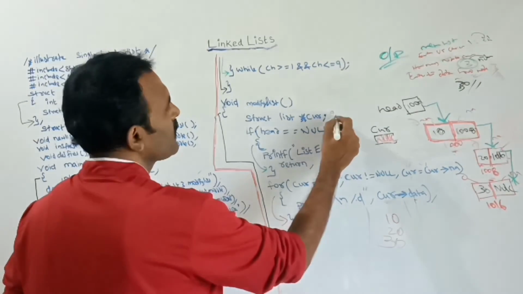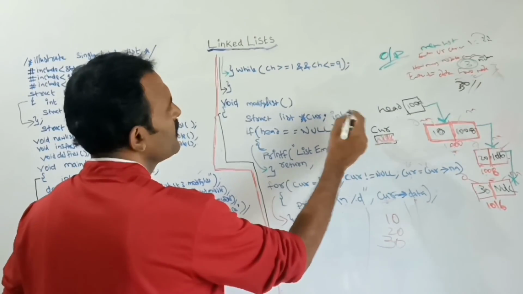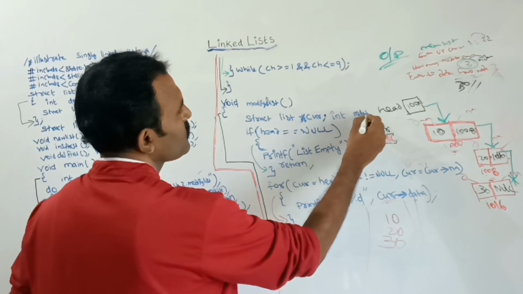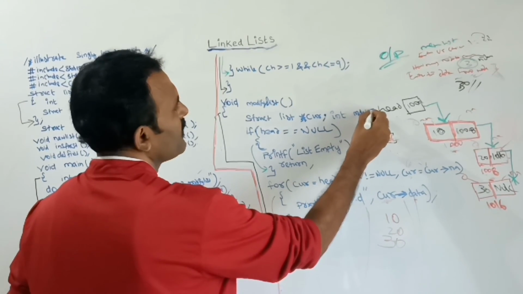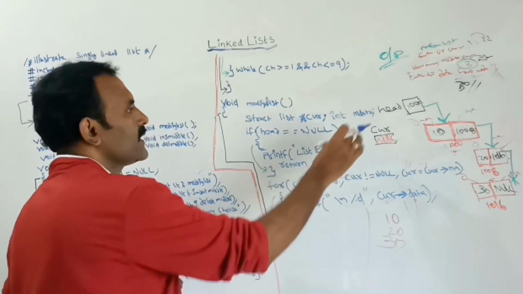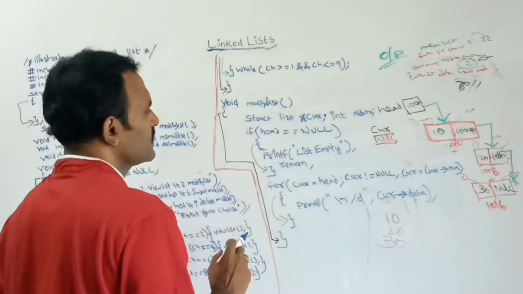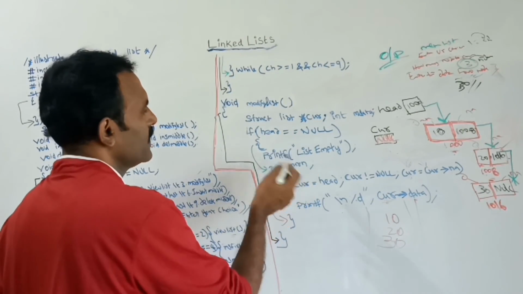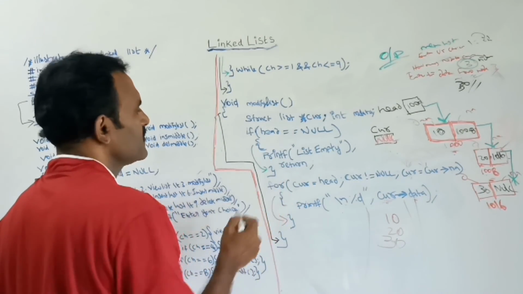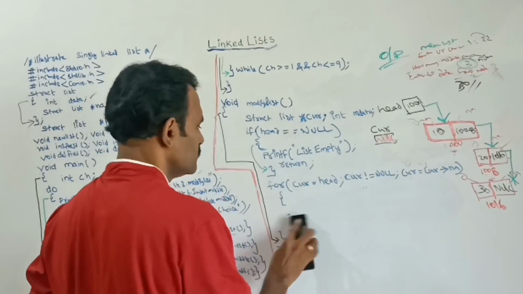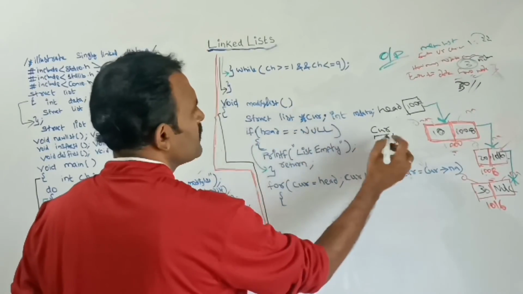Next I am declaring another variable, integer. This is the modified data, so m data. I am giving this variable the name m data. This m data is used to modify the data. See, if head is equal to null, we can simply say the list is empty, then we can come outside. Otherwise, this pointer name is CUR.